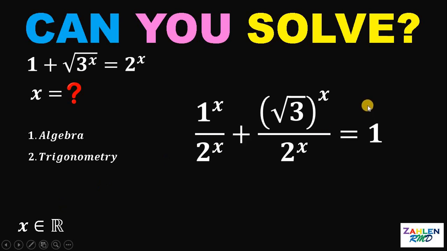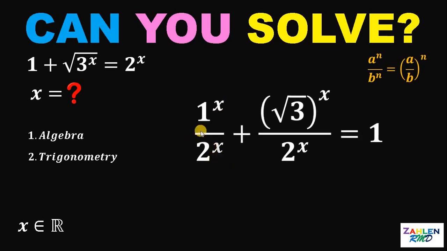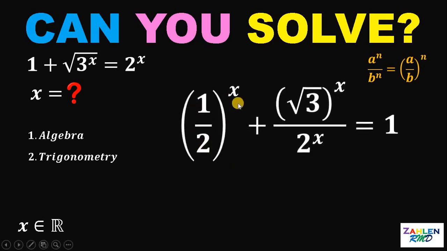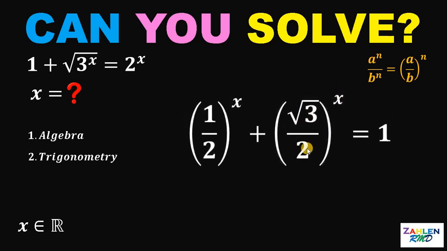And at this point, we will use some laws of exponent. If we have a raised to n over b raised to n, it is equivalent to a over b raised to the power of n. Therefore, this 1 raised to x over 2 raised to x can be written as 1 half raised to x, and the square root of 3 raised to x over 2 raised to x can be written as square root of 3 over 2 raised to the power of x.